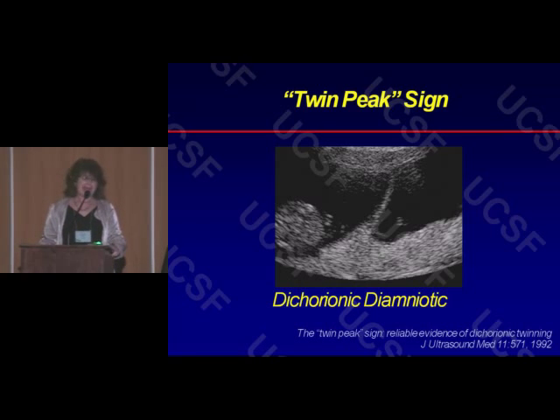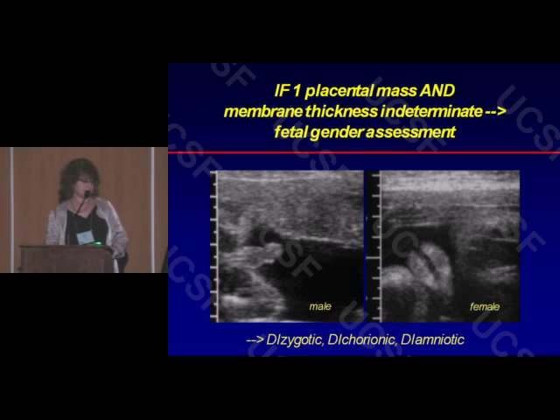It is not an absolute necessary observation. It's also a transient observation. So I must say, I think some of the mistakes I see made are people looking for the twin peak sign, and if they don't see it, concluding monochorionicity, and that's incorrect. If you see this, you can confirm dichorionicity. In that way, it's useful.